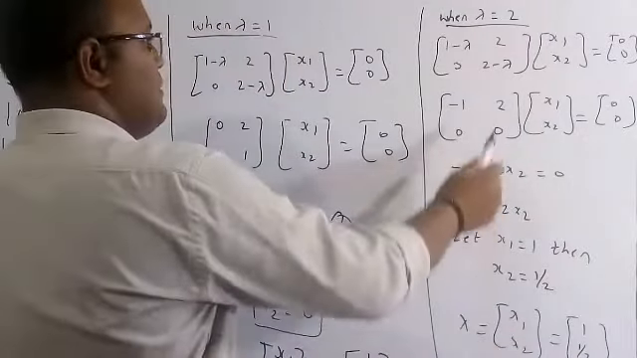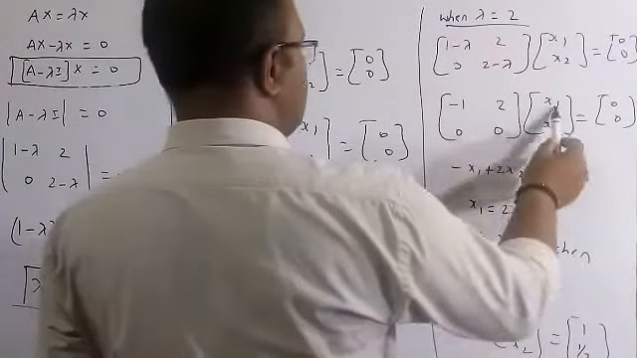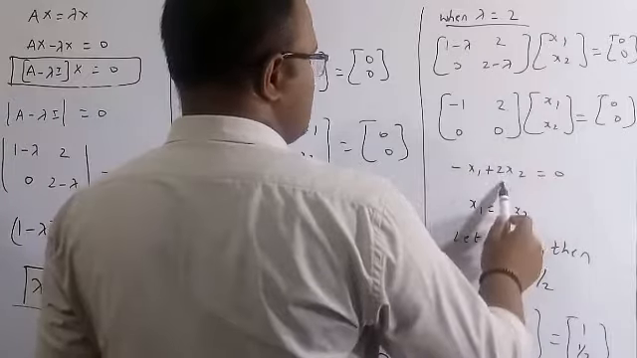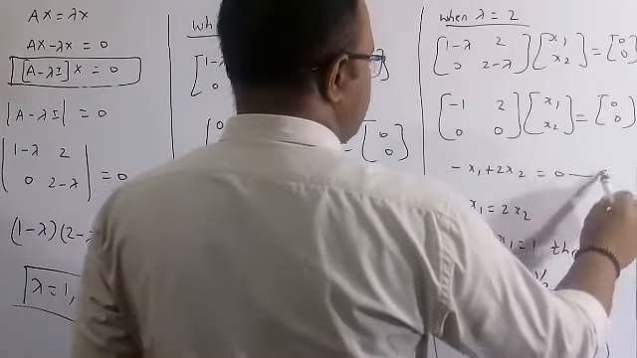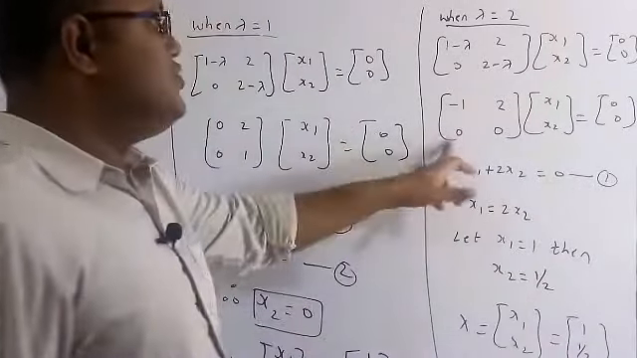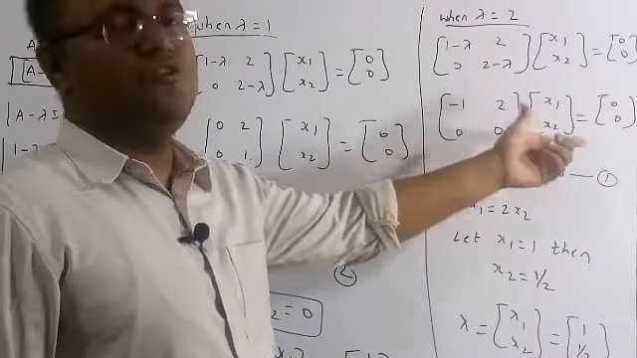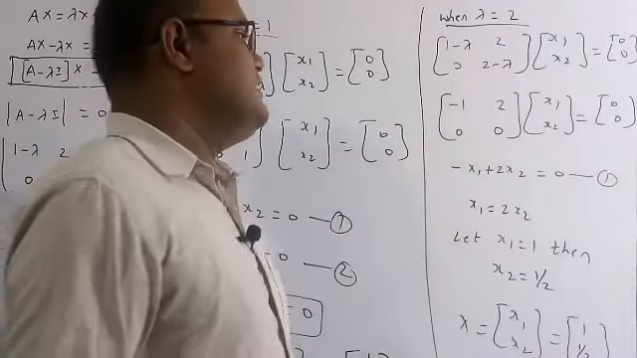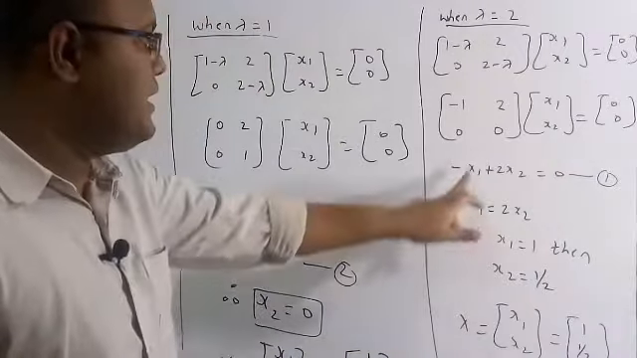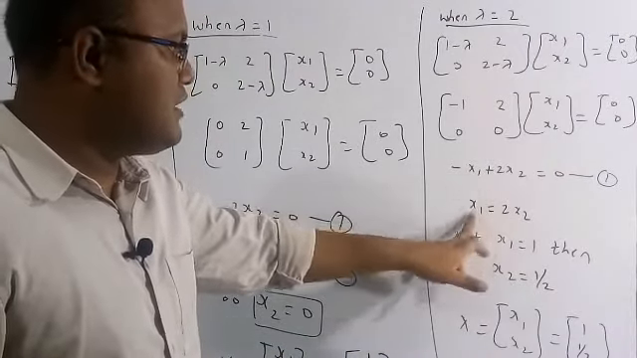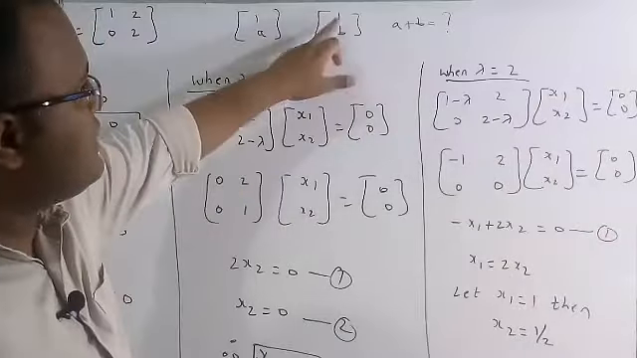Now do the matrix multiplication. Minus 1 into x1 is minus x1, plus 2 into x2, so minus x1 plus 2x2 is equal to 0. This is the first equation. The second equation is 0 into x1 is 0, plus 0 into x2 is 0, so nothing is there in the second equation. Therefore x1 is equal to 2x2. If you see carefully, this is 1b.